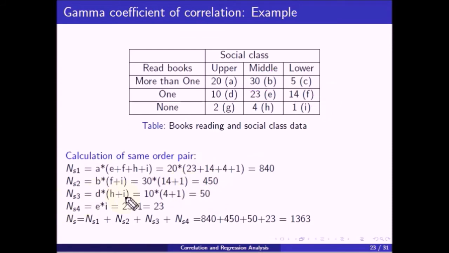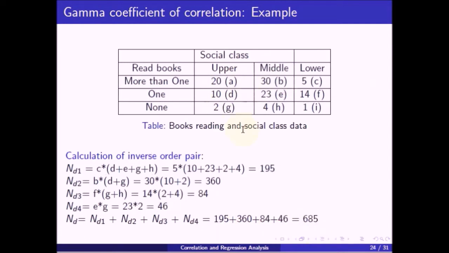NS3 is D into H plus I. D is 10 into H plus I, which is 4 plus 1. It is 50. NS4 is E into I, so 23 into 1, it is 23. So we can get NS, which is NS1 plus NS2 plus NS3 plus NS4, that is 850 plus 450 plus 50 plus 23. The answer is 1363.